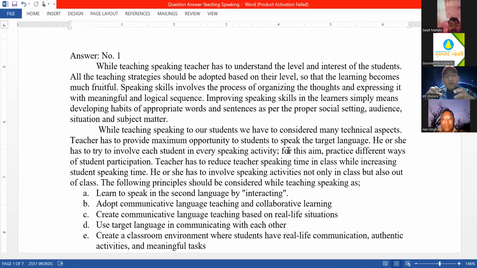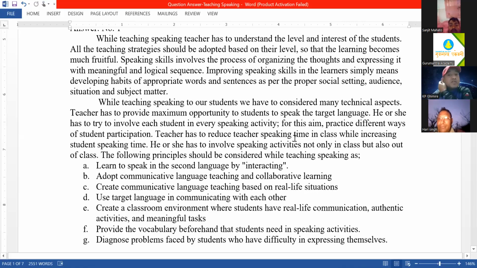So we need to involve all the students, and we have to always see the objective set in the lesson plan or, in a broader perspective, consult the curriculum. The teacher has to reduce teacher speaking time in the class while students' speaking time should be increased. He or she has to involve speaking activities not only in the class, but also outside. This is the role of the teacher for supporting.